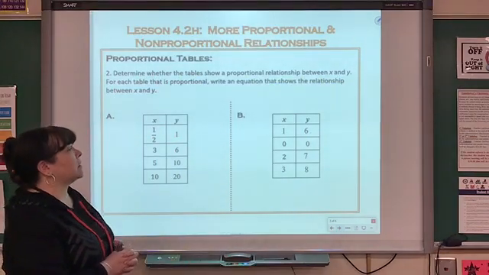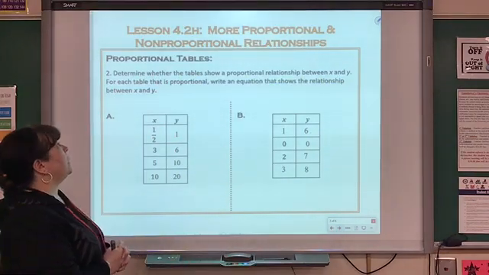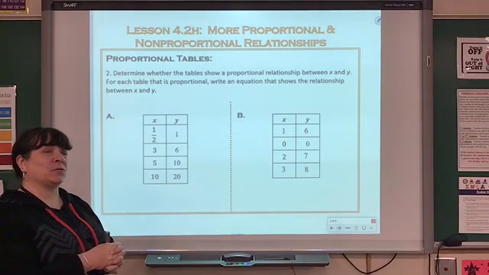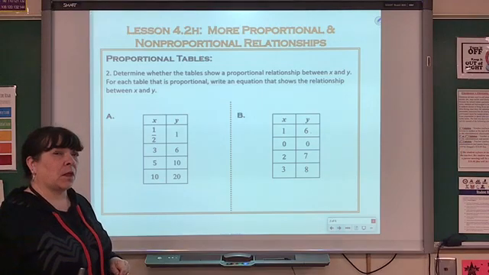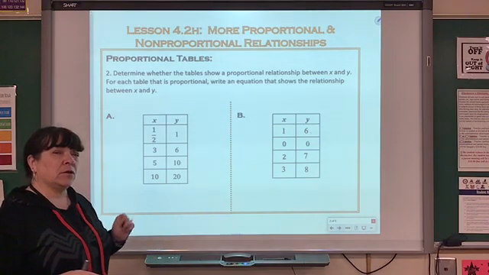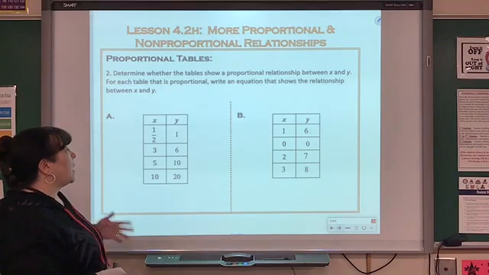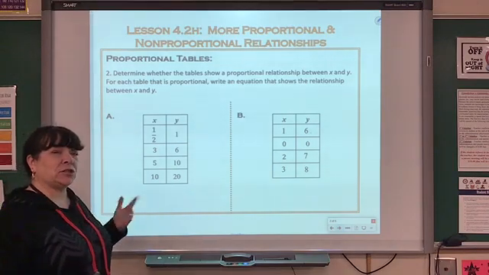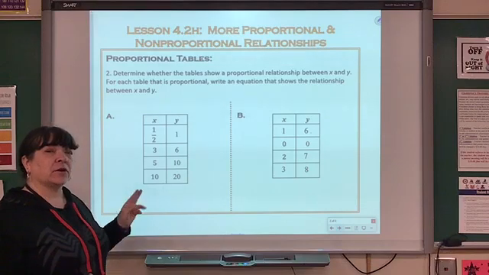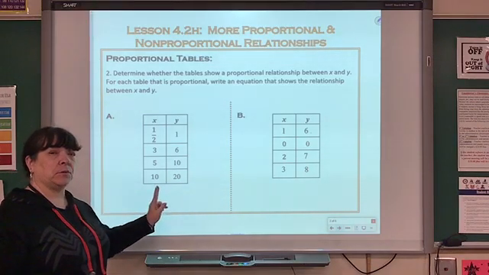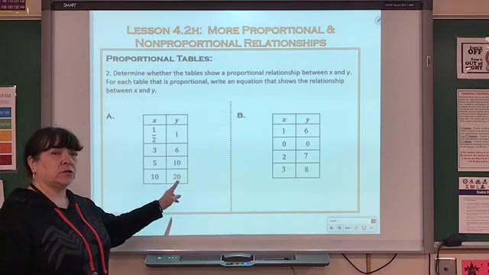So we've got a couple of tables here, and it wants us to determine whether they're proportional between x and y or they aren't. Remember, the clue is there should be a proportional constant. If I look at each of these values, there should be a constant number that I can multiply x by to get y.